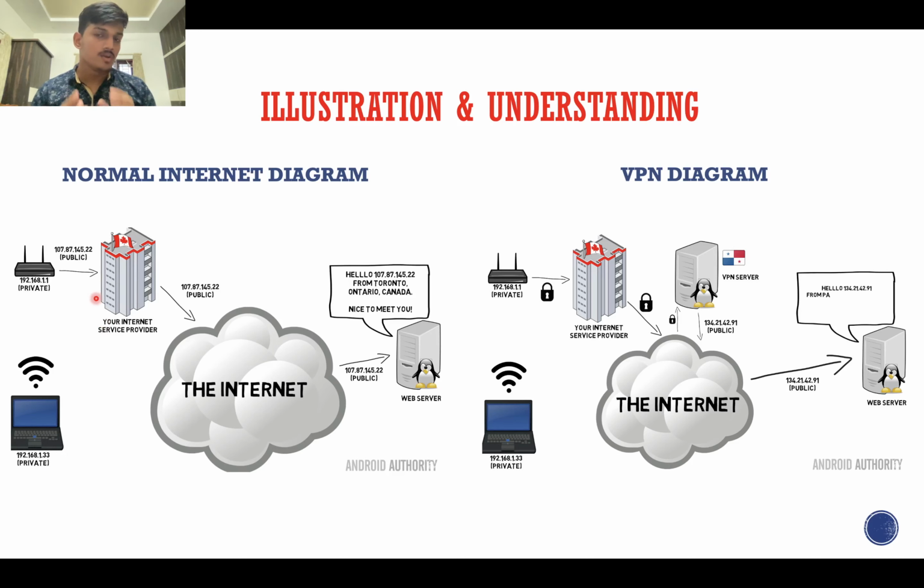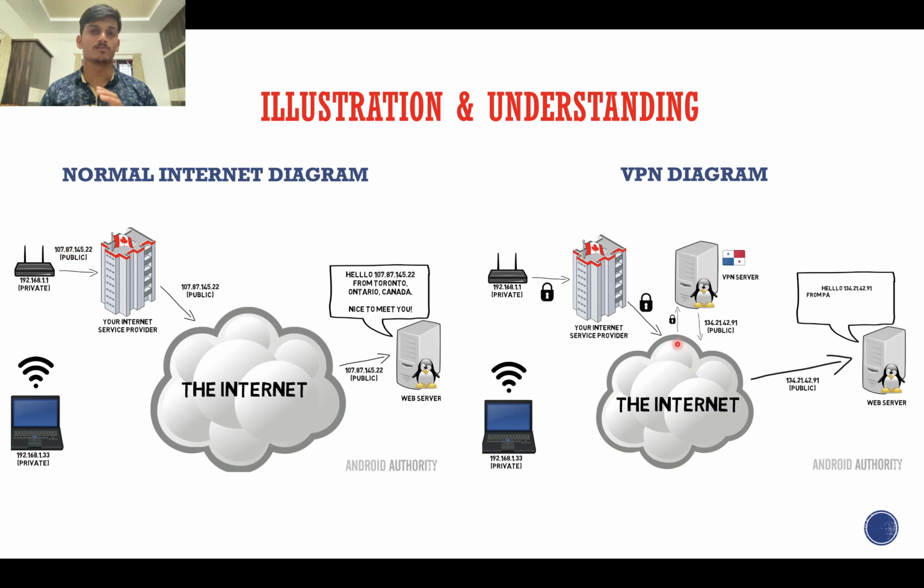So in a normal internet diagram, you are traceable by your IP address. The internet service provider comes to know about all the web activity that you do, which is logged by your internet service provider. So your IP address goes through the internet service provider, then it goes to the internet, then it interacts with the web server, that is the YouTube server, and gets a response and reaches back to your workstation. This is how a normal internet works, and you are traceable on a normal internet by your IP address. Let's move to the VPN diagram.